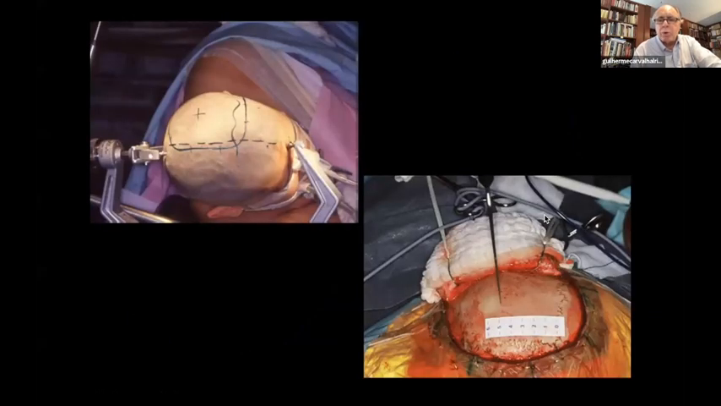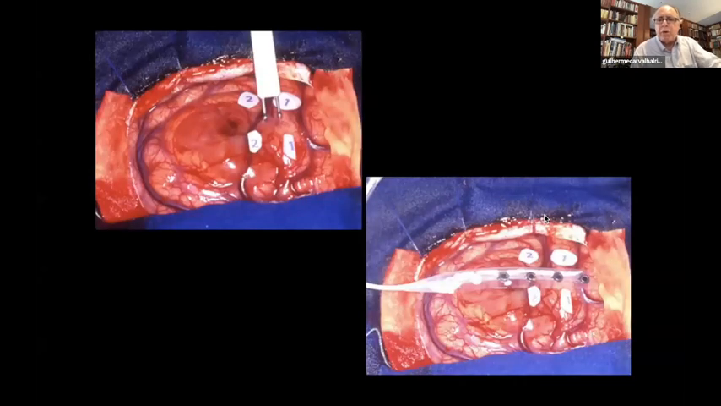So you expose everything. Do use your navigation. Do use. But sometimes you're going to be correcting the navigation. Do use brain mapping. Anatomy does not show function. Usually, function is where you sort of expect, but it can vary. So use your brain mapping in eloquent areas, of course.